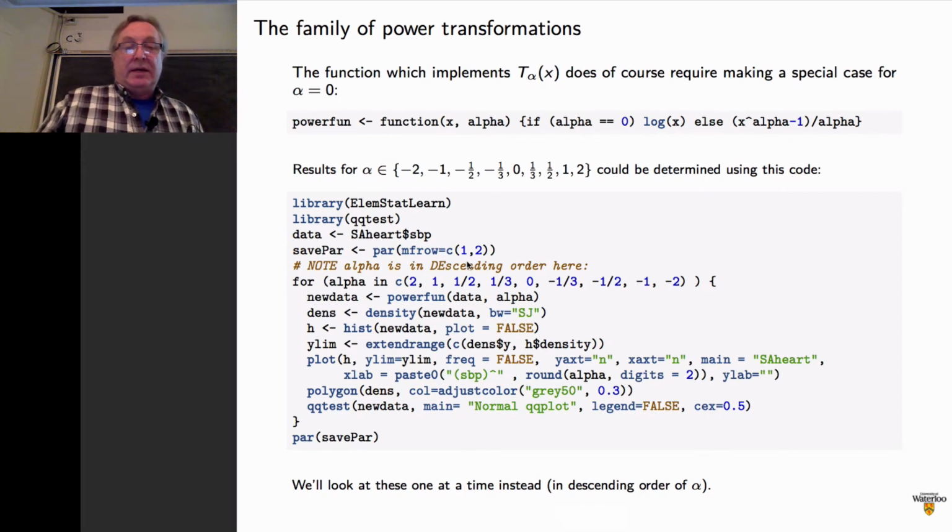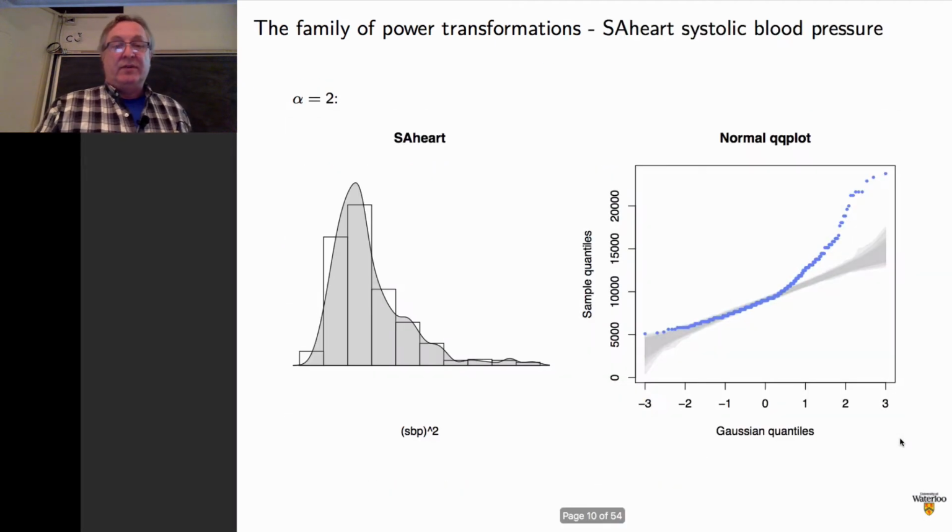So to do this, I'm going to introduce a power function. I'm just going to use that simple mathematical one, mainly because it just fits on one line of code in my slide. It's not exactly the most numerically stable way to program this up, but it'll do for our purposes. And look at the results for a number of different values of alpha, from -2, -1, -half, -1/3, 0, and then the positive versions of the same. Okay? And the code will do this. I'm just going to plot the histogram and overlay the density estimate and look at the QQ plot beside it. So let's look at these one at a time in descending order of alpha. So the highest value of alpha.